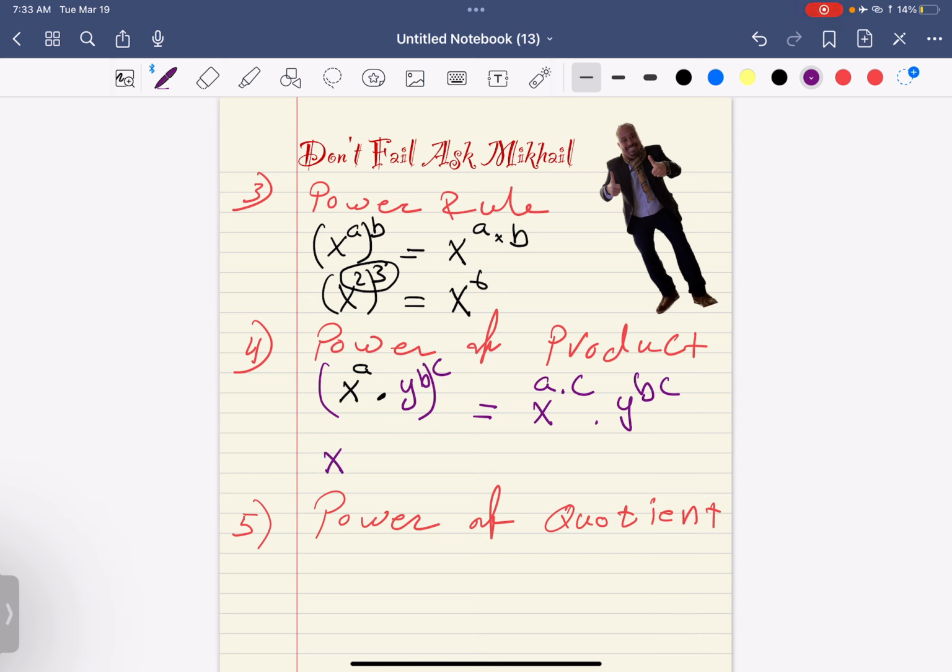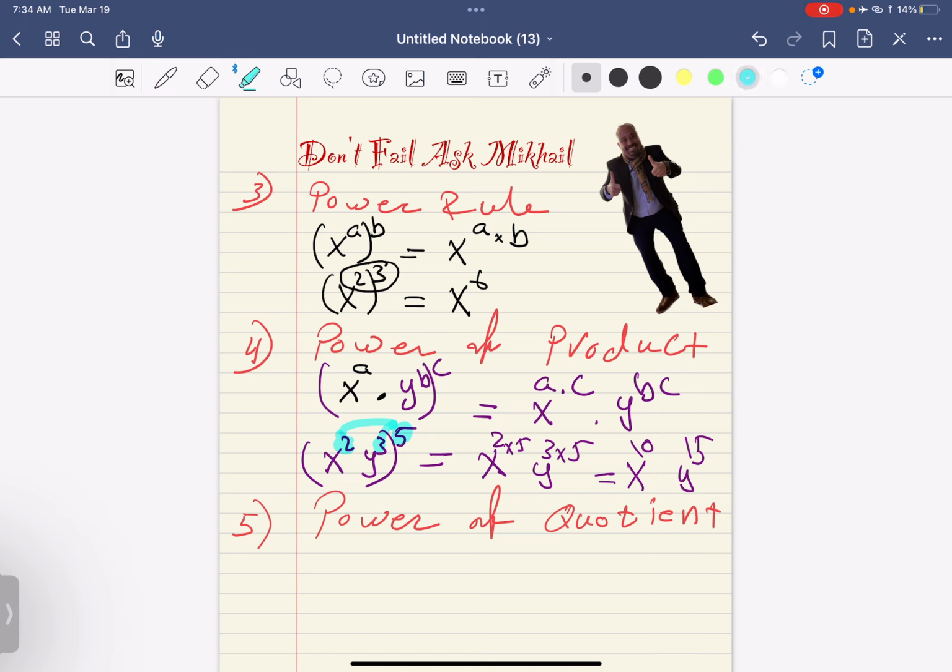Example, x squared y cubed, everything to the power 5. The rule says you can take this 5 and multiply it to the 3, and also multiply it to the 2. So the answer is going to be x to the 2 times 5, y to the 3 times 5, that will equal x to the 10th, y to the 15th. So you multiply this 5 to the 3 and to the 2.